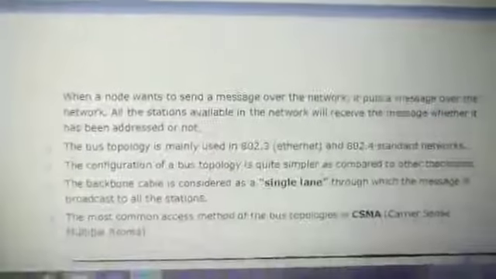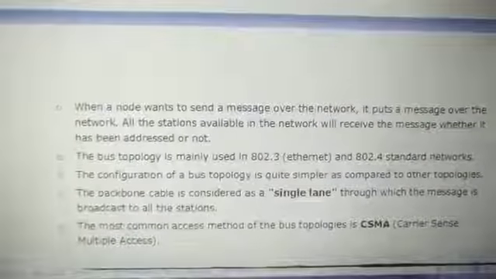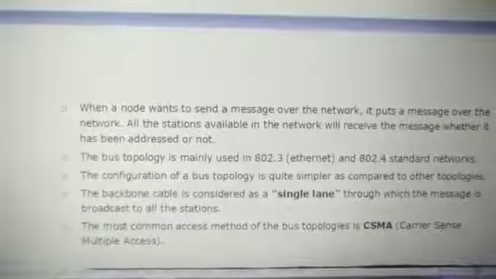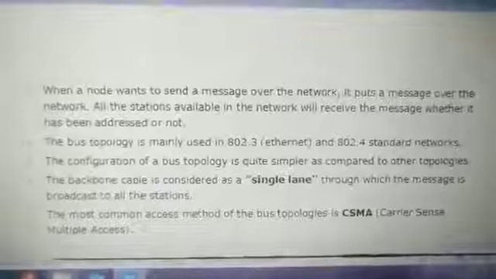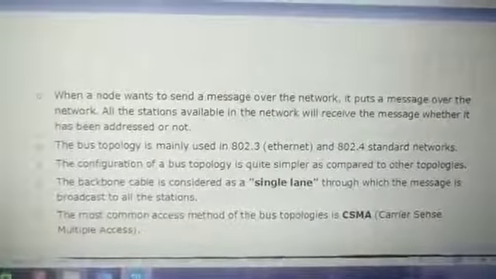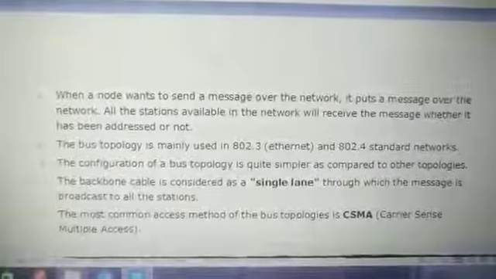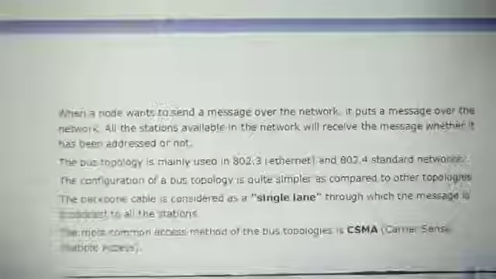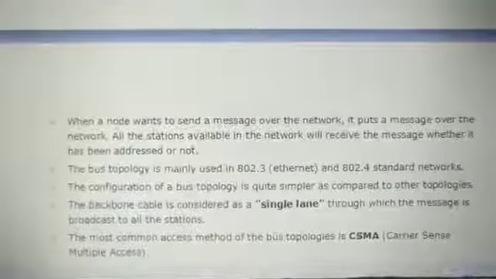Next, when a node wants to send a message over the network, it puts the message on the network. All the stations available in the network will receive this message whether it has been addressed to them or not. So whenever any device wants to transmit data, it will send the message, and then the rest of the devices, apart from this particular sender, will see whether the message is for this particular device or for others.